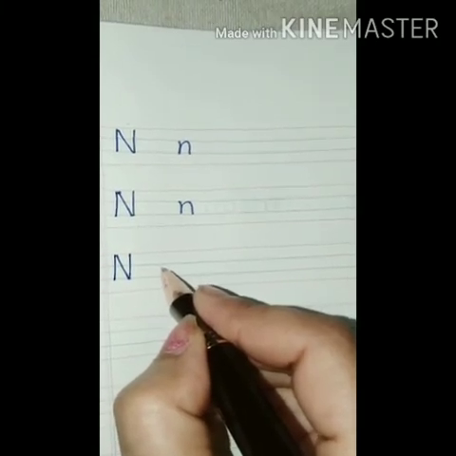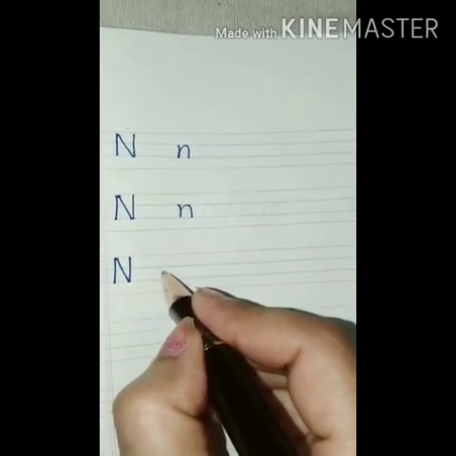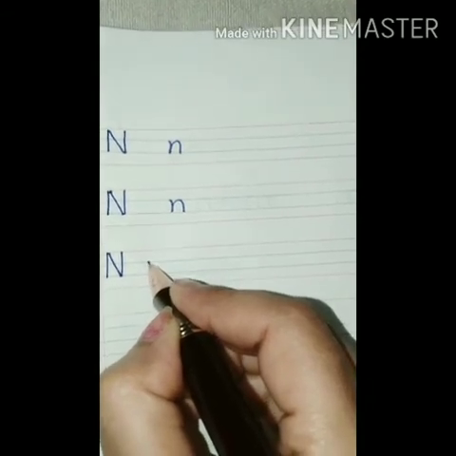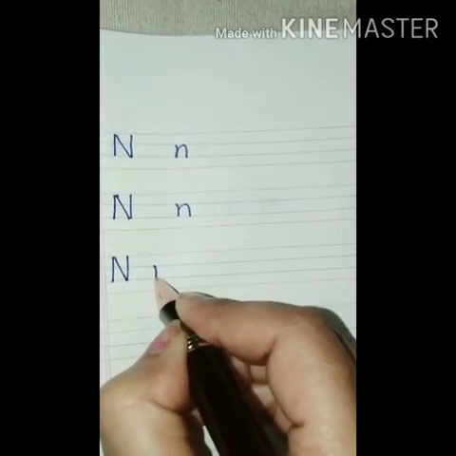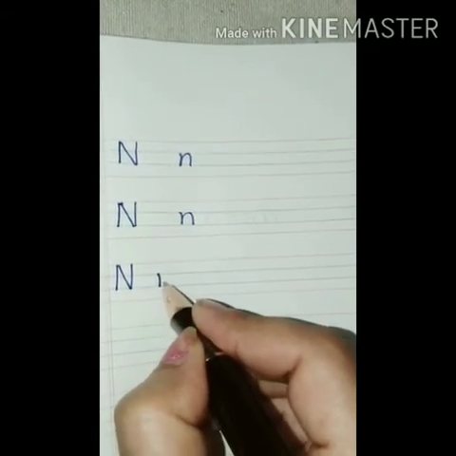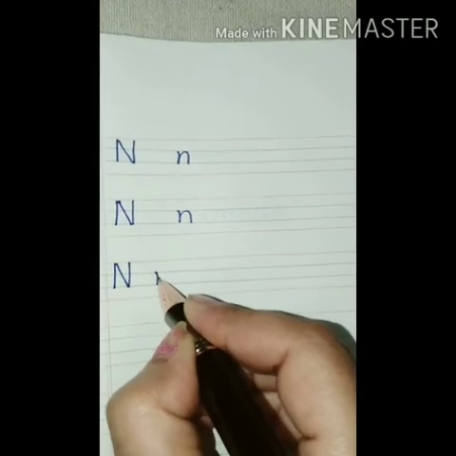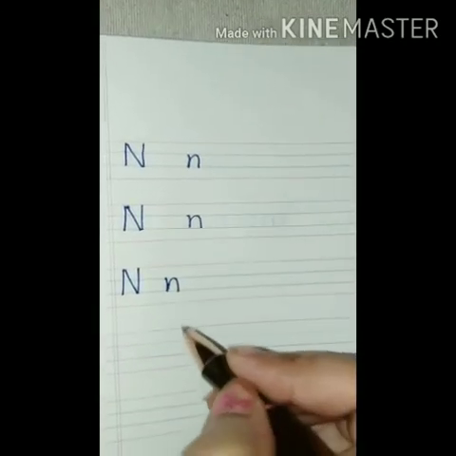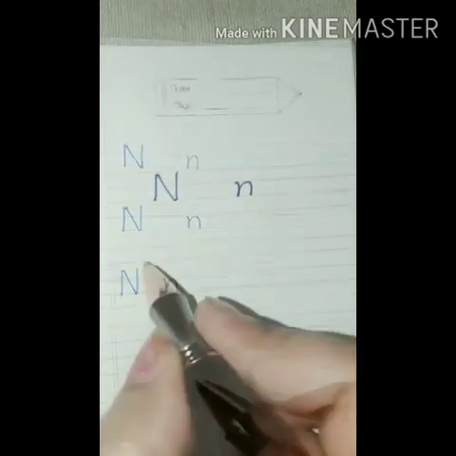We will start with middle line. One standing line like this. Then we will make a curve like this. This is small n.